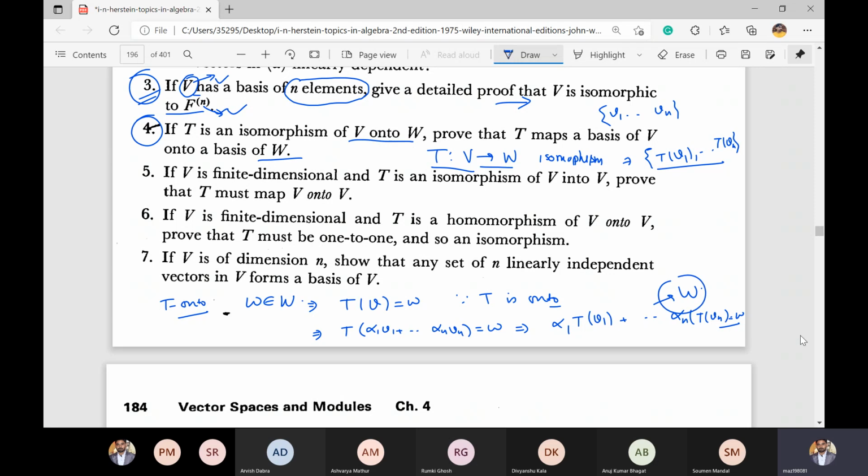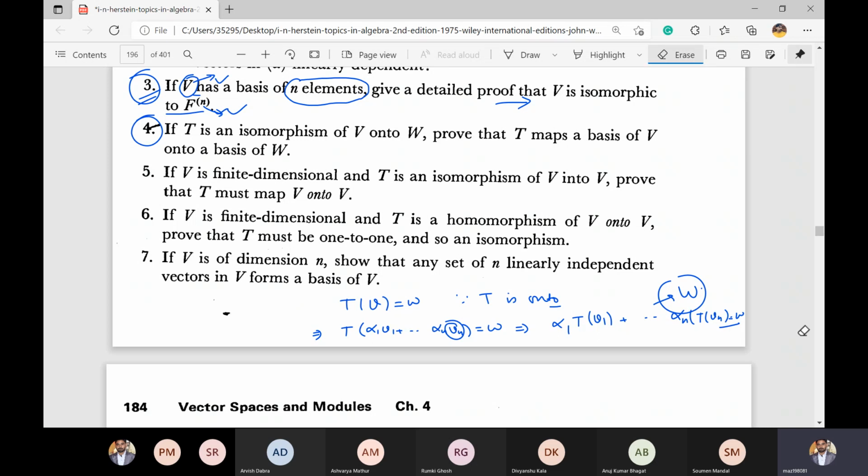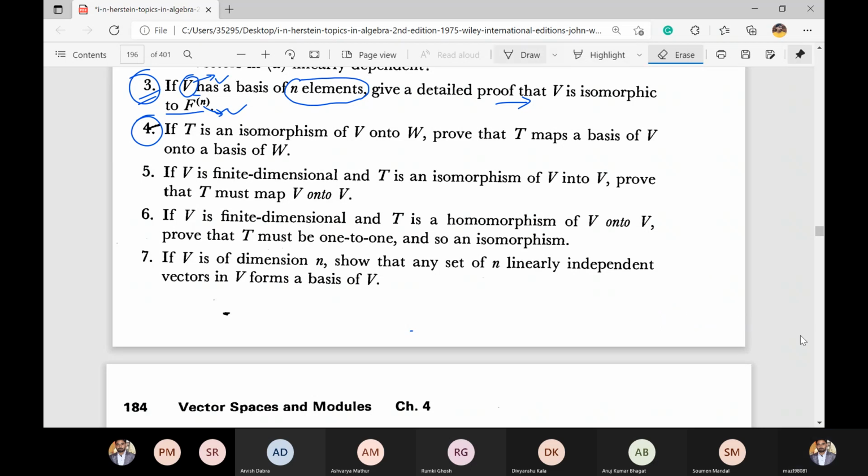Now the second thing is we are taking here finite dimension n, but it is not mentioned anywhere that it is finite dimension. Please note this question. We have done it for finite dimension, we have taken n, but nowhere is it mentioned that it is a finite dimensional vector space. In this question, it is only said that T is onto and T is an isomorphism, so we have to prove that T maps a basis of V onto a basis of W.